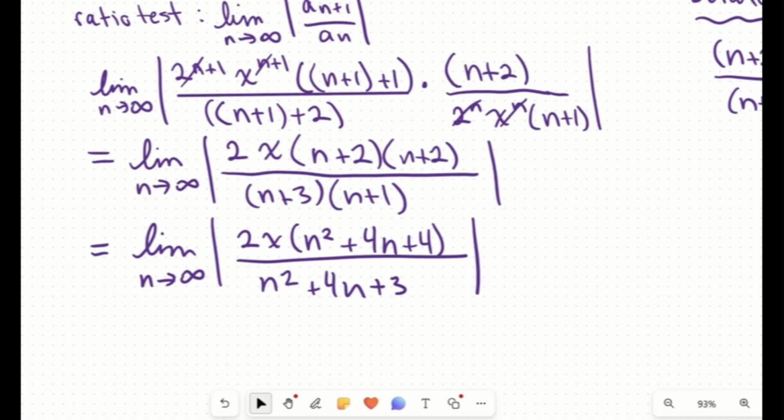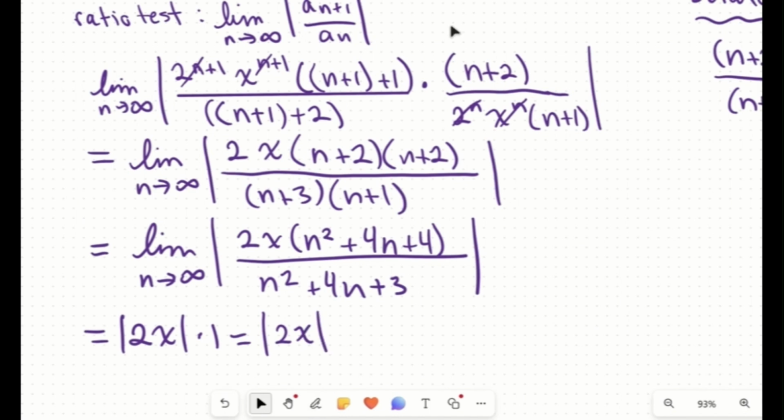This is a little easier to look at and figure out how we would take the limit of this. Since both of these have the same power of n, we know that they're going to be growing at the same rate. So that means that our limit is going to end up being 1. So we're going to have the absolute value of 2x times 1, and this is just going to equal the absolute value of 2x.